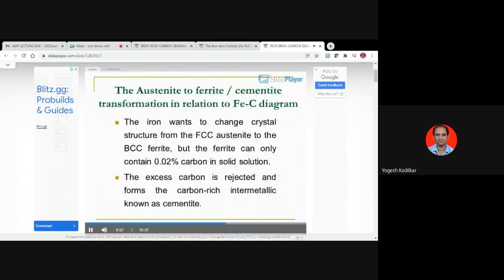The iron wants to change crystal structure from the FCC austenite to the BCC ferrite, but the ferrite can only contain 0.02% carbon in solid solution. The excess carbon is rejected and forms the carbon-rich intermetallic known as cementite.